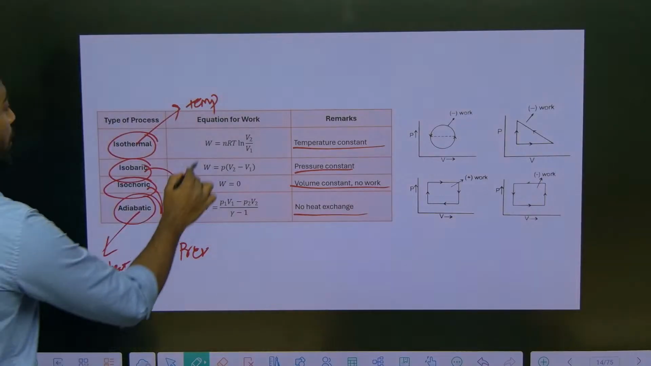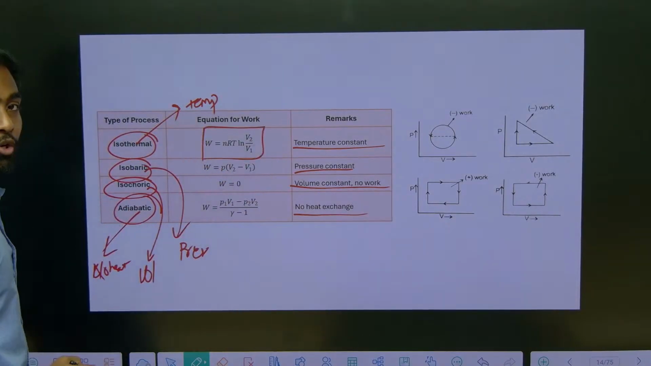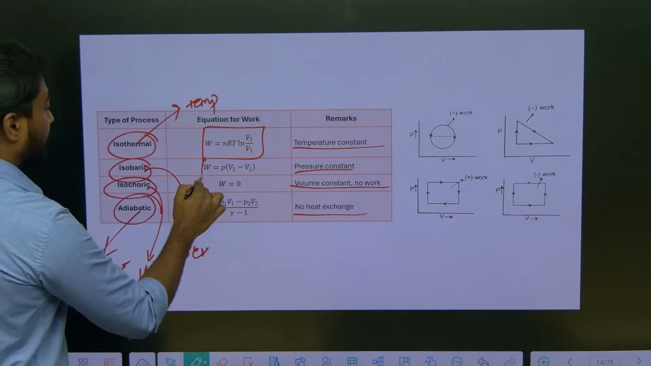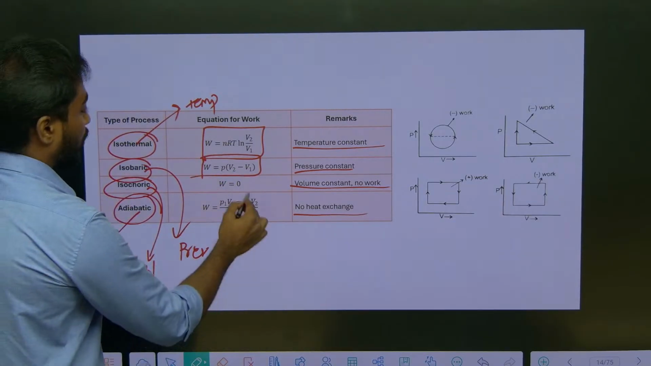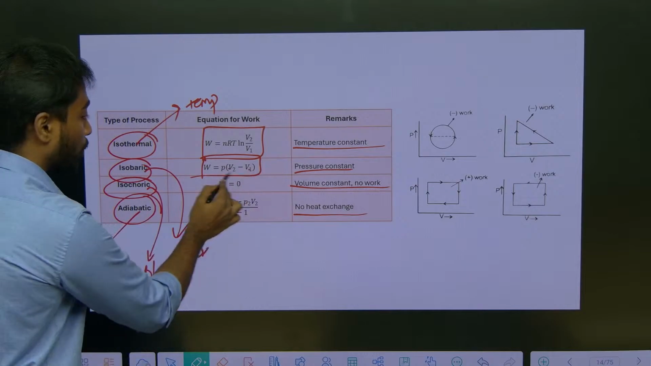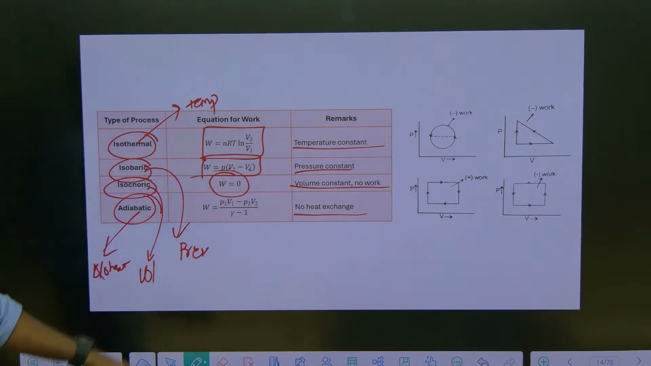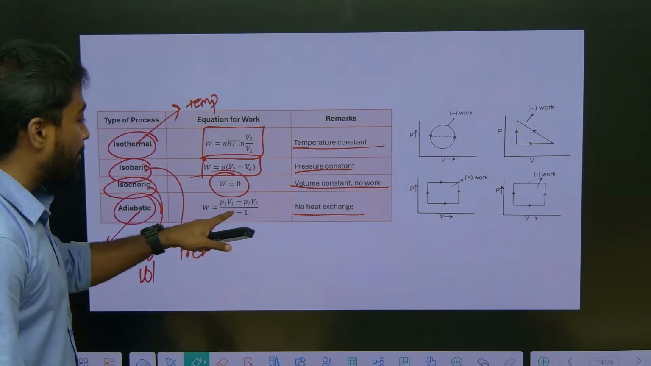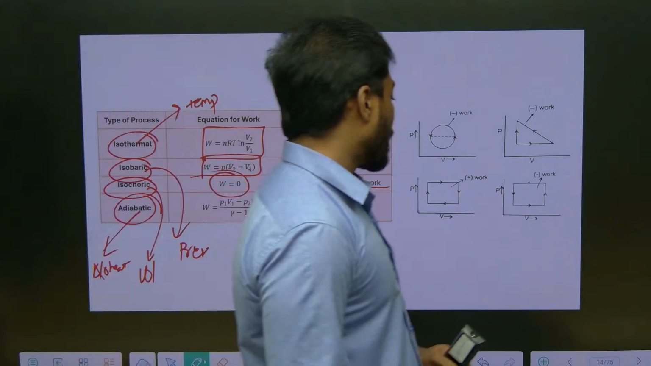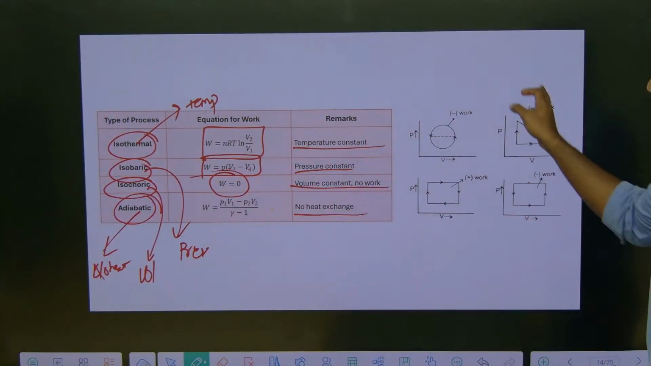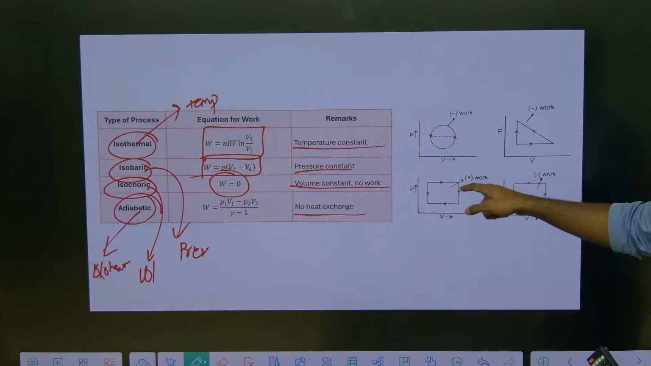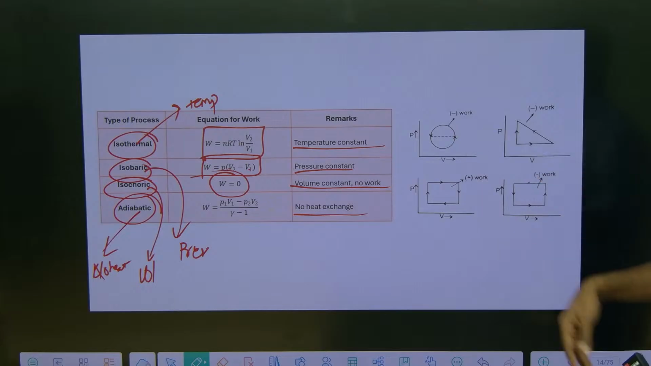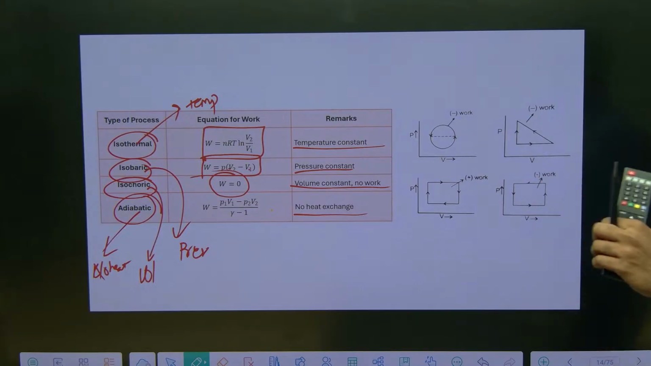So if you see, isothermal work done is nRT ln V2 by V1, isobaric work done is equal to P into V2 minus V1. Isochoric, when volume is constant, V2 minus V1 is the same, so it is 0. And adiabatic is P1 V1 minus P2 V2 by gamma minus 1. Okay, so if we talk about a cyclic process, clockwise will give positive, anti-clockwise will give negative work done.